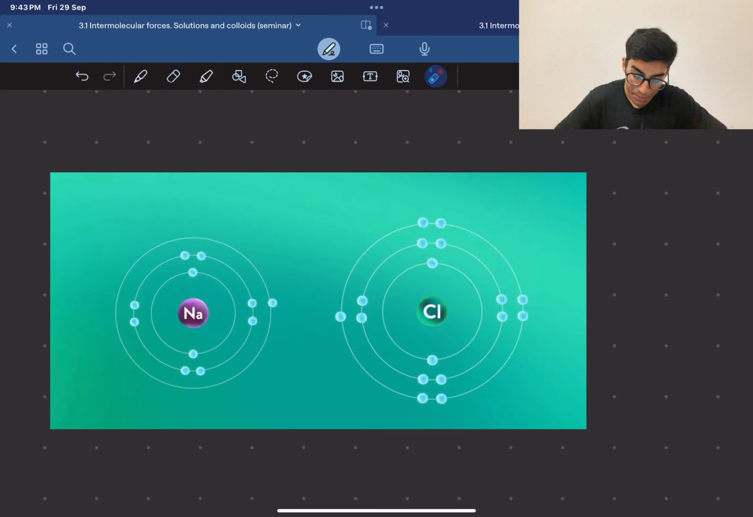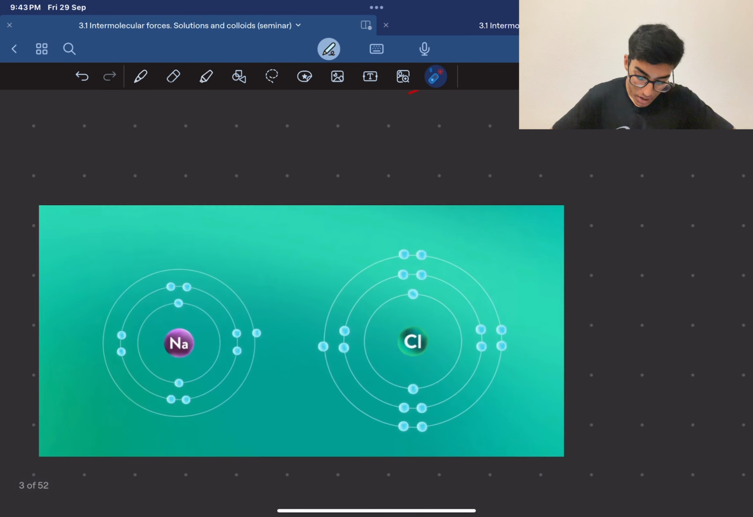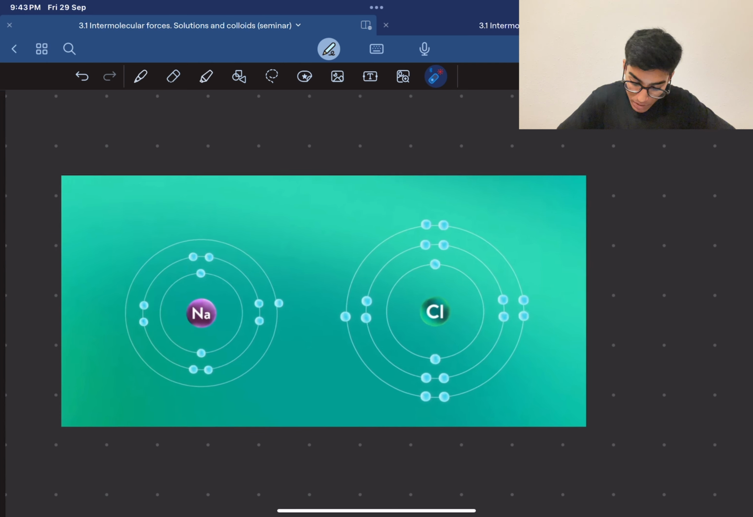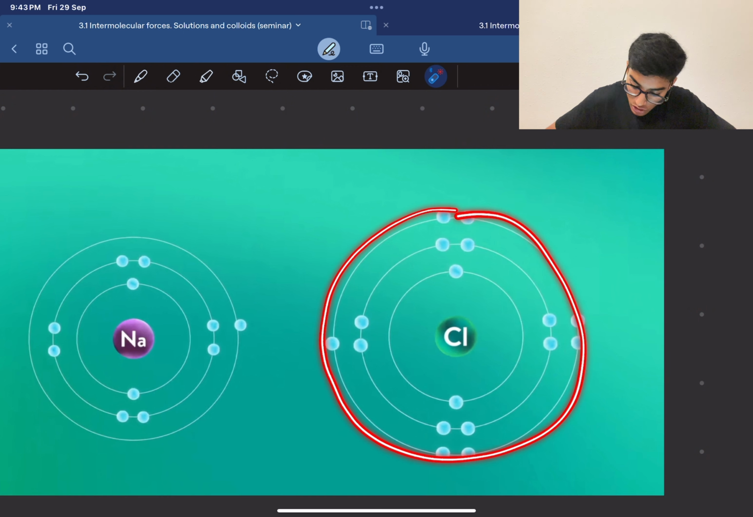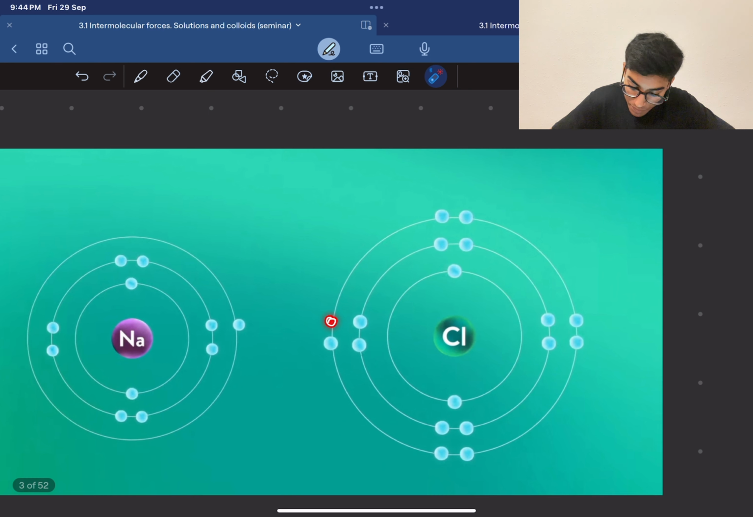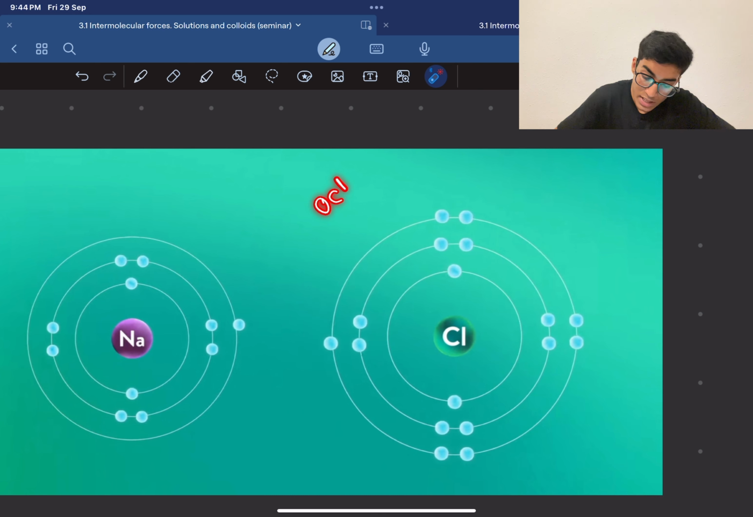Over here, I have an example for you, and I'm going to show you how an ionic bond works. So, over here, we can see this NaCl. We have a metal and a non-metal right here. We can see in the valence shell of chlorine, we have one less electron. If chlorine gets this one electron over here, it completes 8 electrons in its final shell, hence completing the octet rule.